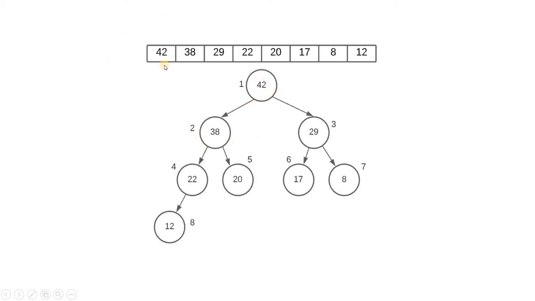So let's try that again. For 42, 2 multiplied by 0 plus 2 gives us index 2, which is 29. That's the right child node. Pretty incredible, right? Now let's move on and try 38.